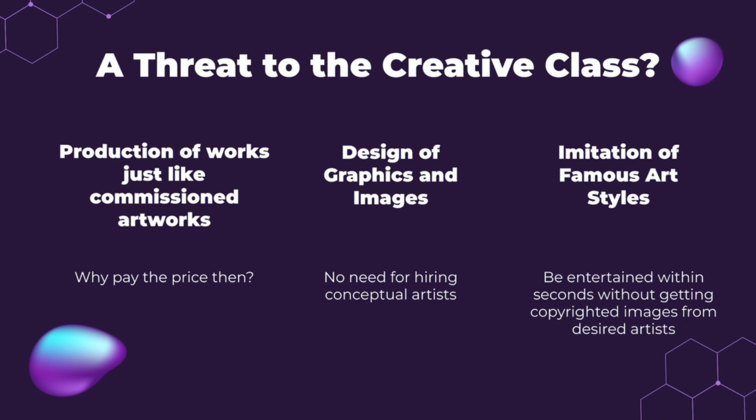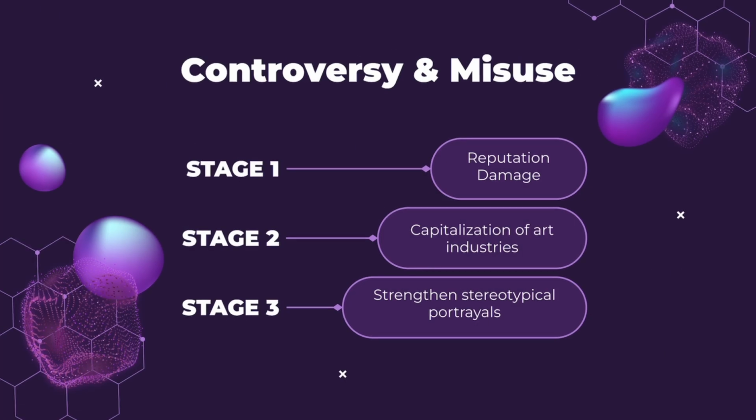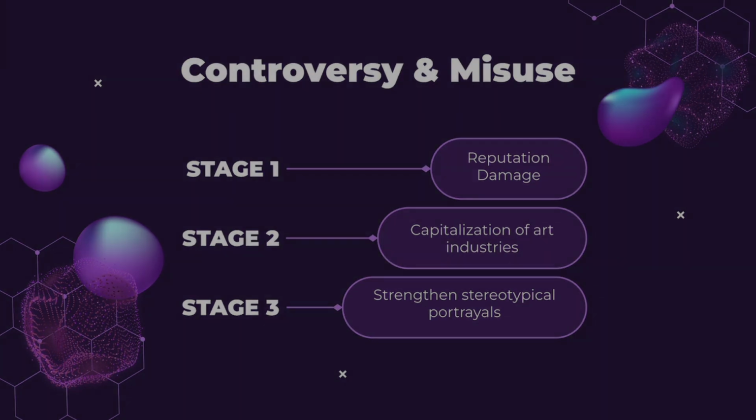During AI scraping, works can be produced massively in the style of any famous artist looking just like commissioned artworks. Why should we pay for commissions then? If we can design easily, we no longer need to hire conceptual artists because we can just use training models to produce the same quality works. Furthermore, AI art can start with reputation damage to artists, lead to capitalization of art industries, and eventually, the machine learning system can strengthen stereotypes as features of race and gender are involved.